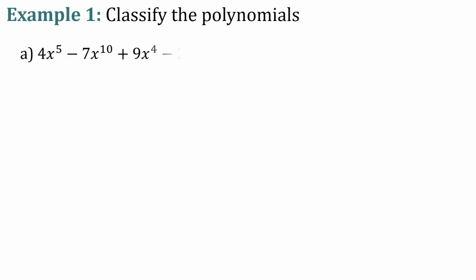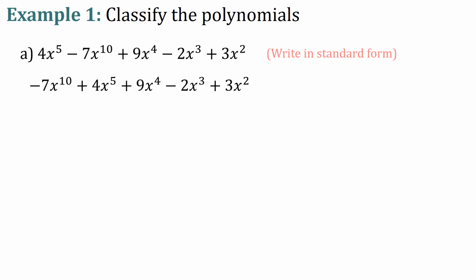We're going to classify this polynomial. 4x to the 5th minus 7x to the 10th plus 9x to the 4th minus 2x cubed plus 3x squared. The first thing I want to do is write this in standard form. Well, my negative 7x to the 10th power is my largest power, so it's going to go first. And then the rest were already in order. Plus 4x to the 5th plus 9x to the 4th minus 2x cubed plus 3x squared.